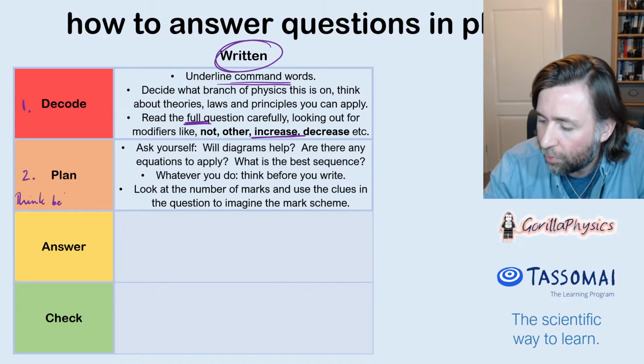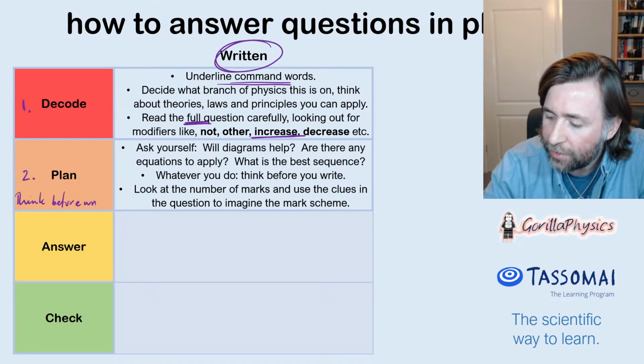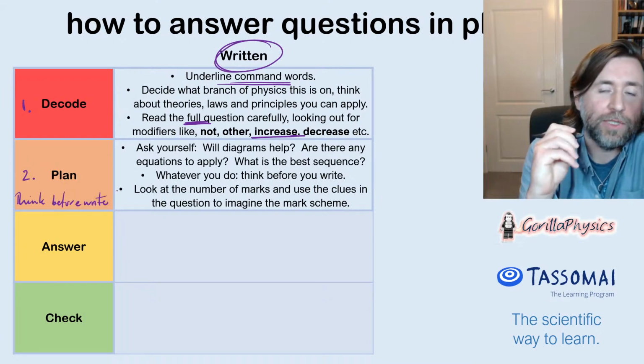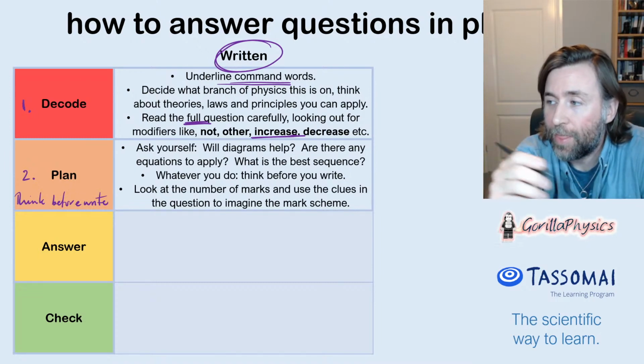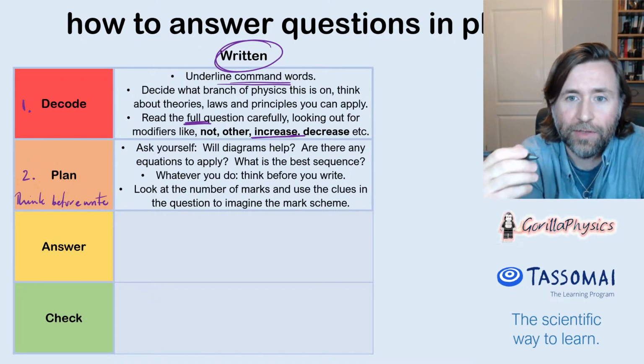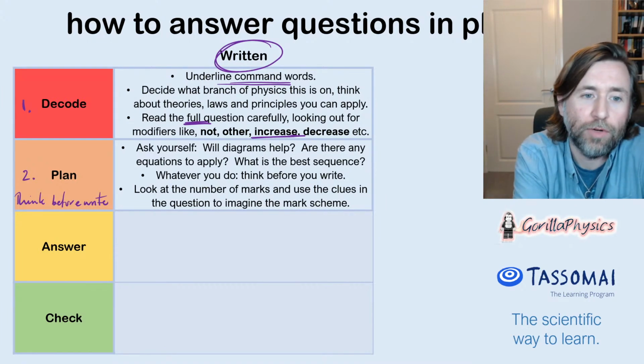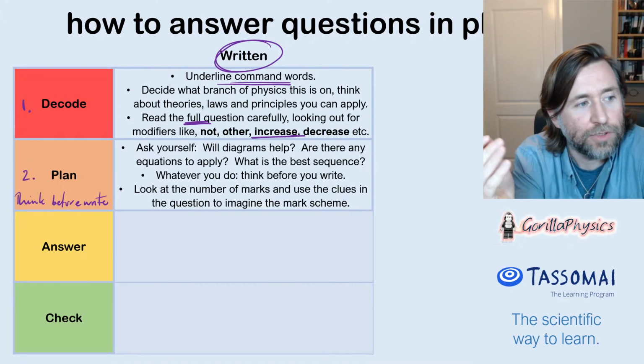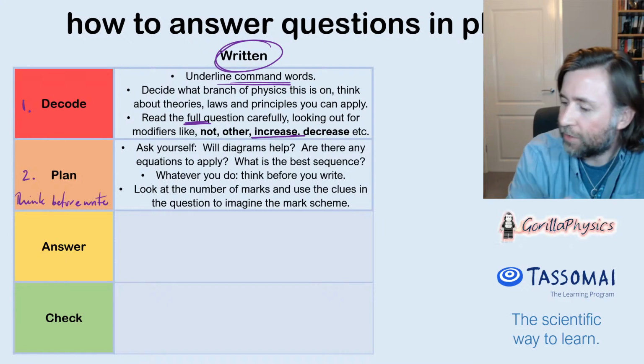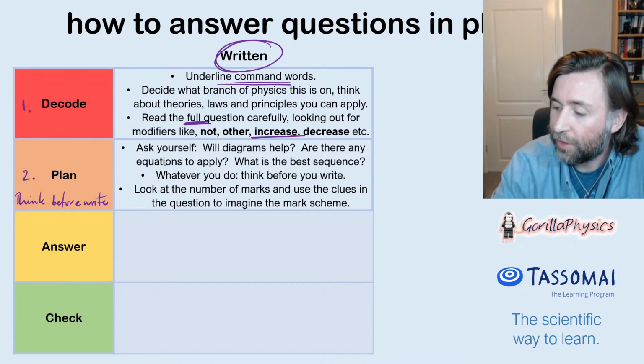Think before you write. I cannot stress that enough, because there's so many people that start writing and it's clear that as they're writing, they're thinking. And the more you get used to actually thinking about what you're going to write before you write it down, the stronger that answer is going to be. So ask yourself, will any diagrams help? Are there any equations to apply?